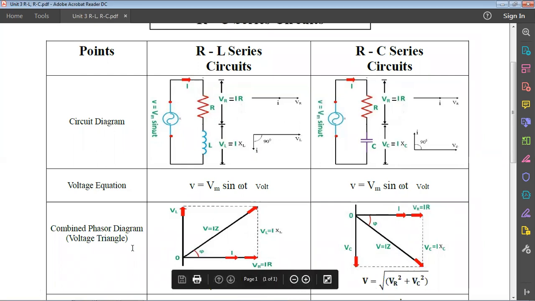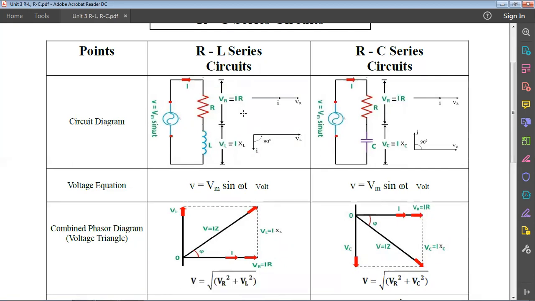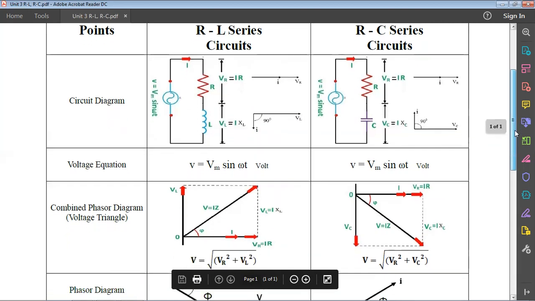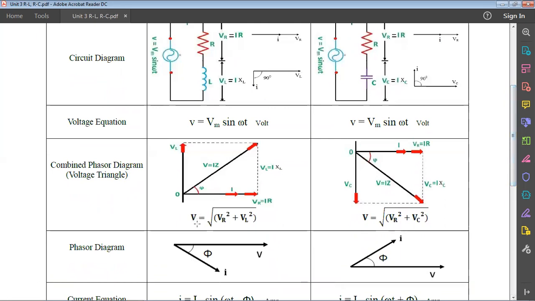Next point, combined phasor diagram for making the voltage triangle. As we know, in a series circuit current is common, therefore we consider current as the reference. So with current as reference, Vr is in phase, and VL leads I by 90 degrees. So the resultant voltage is V. By Pythagoras theorem, V equal to under root Vr square plus VL square, and V is nothing but I into Z, VL is nothing but I into XL, and Vr is I into R.